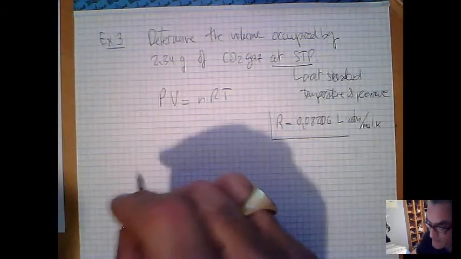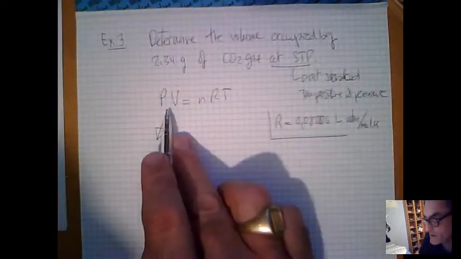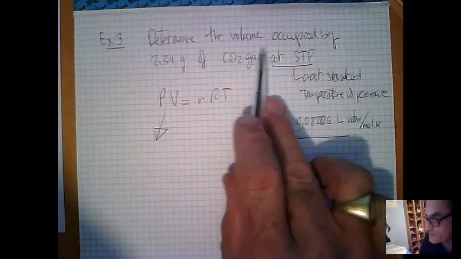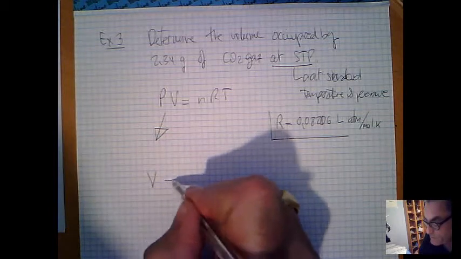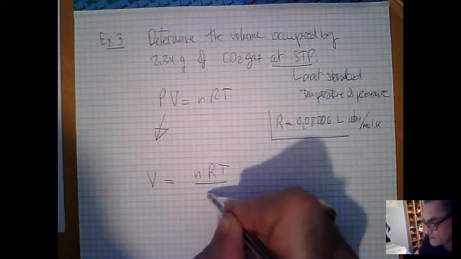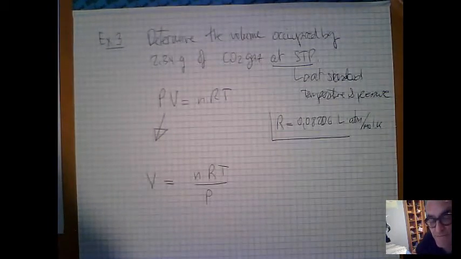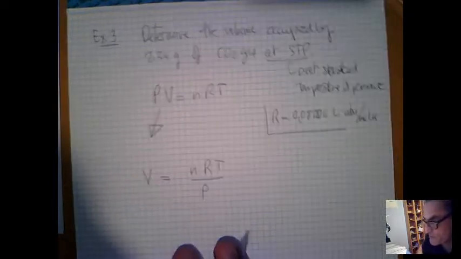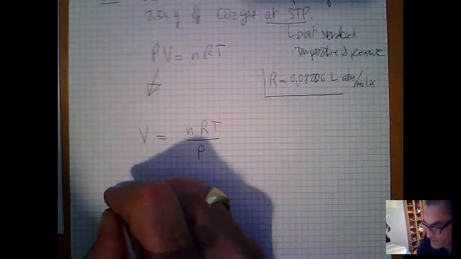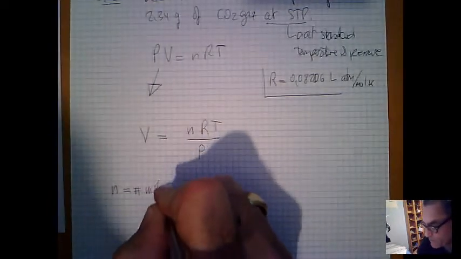Yes, thank you. Okay, so we said we use this formula, and how do we use it? We need to determine the volume. So the volume is clearly nRT divided by P, right? And so we need to compute all these quantities. First of all, what is n? n is the number of moles.